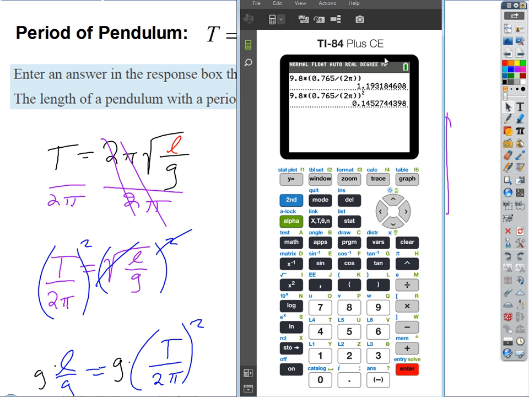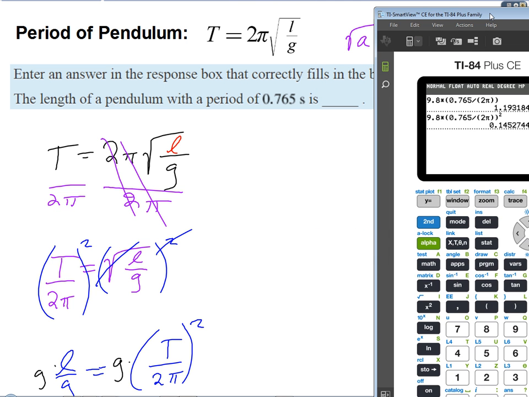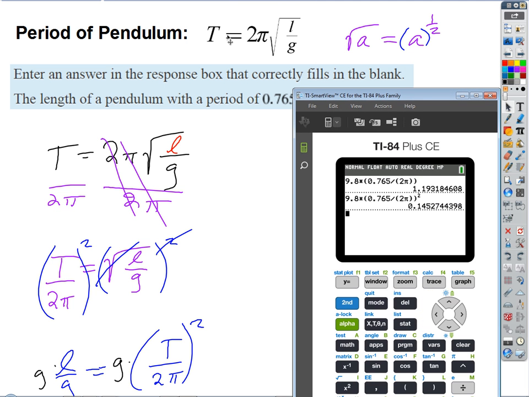I squared a number smaller than 1, which made it smaller. Think about if you square 1/2, you get 1/4. Oh, I didn't square the 9.8 part, I squared the other part. I thought the parentheses went all the way out. So where could we go to verify that that worked? I could just go back to the original and plug that in and see.